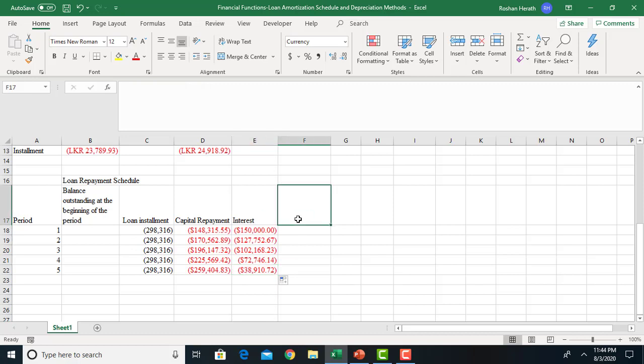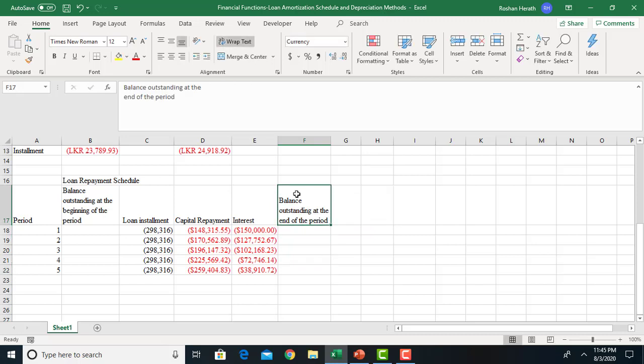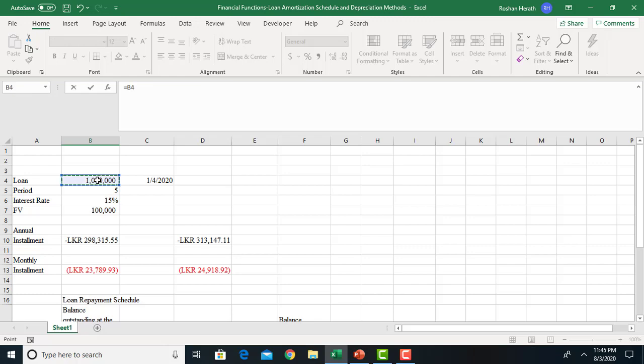Now, in order to complete this, you can get the balance outstanding at the end of the period. At the end of the year, you may get the balance outstanding. So in the initial period, you can refer to it. Here it comes.